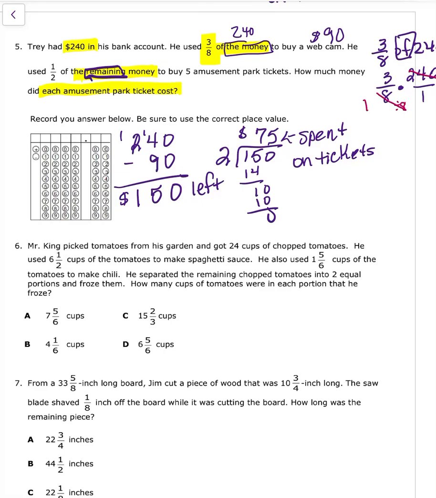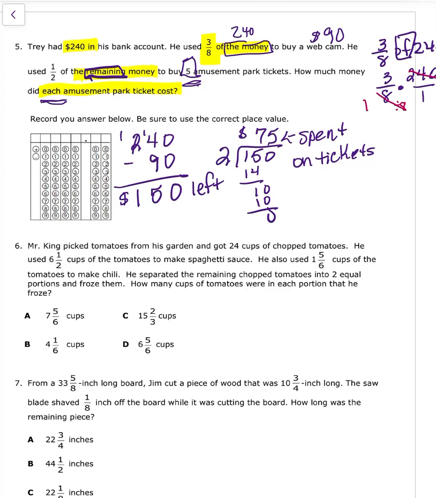Well, let's reread it and make sure. So Trey had $240. He used 3/8 of it, of the money, to buy the webcam, and then he used half of the remaining money to buy 5 amusement park tickets. How much money did each amusement park ticket cost? Each ticket. So he bought how many? 5. So I thought we were done because we had 75 spent on the tickets, right? That's why you always go back and reread your question. Okay, because it's asking us how much each ticket costs, and he bought 5 of them. So 5 of them cost $75.